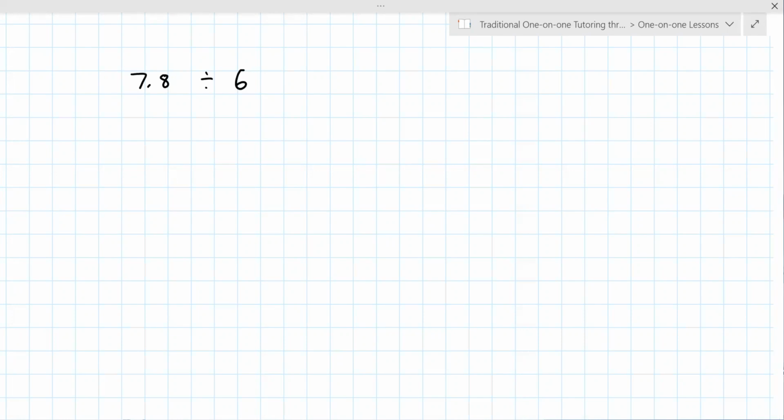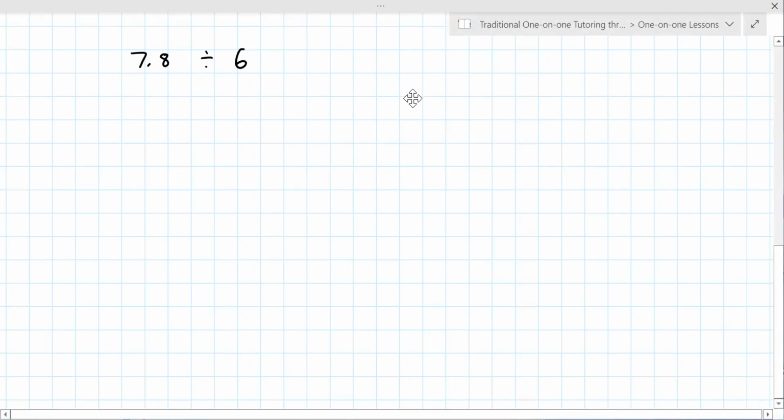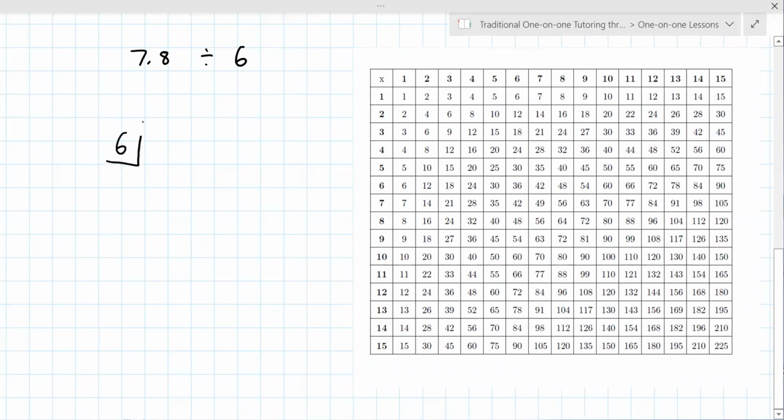So 6 goes outside the house, and 7.8 goes inside the house. Okay, so 6 going into 7, but how many times? That's the key part of this. 1 time. So I put the 1 on top of the 7, and I multiply 6 times 1. That's right. And then I put it on the bottom under the 7, and then I subtract, and that's 1, and then I put the 8 down, and then I got stuck on this part.